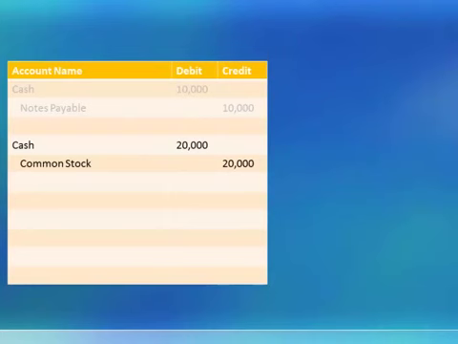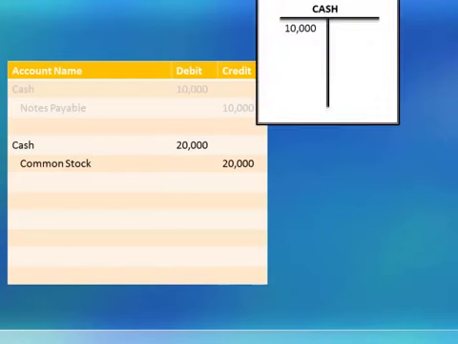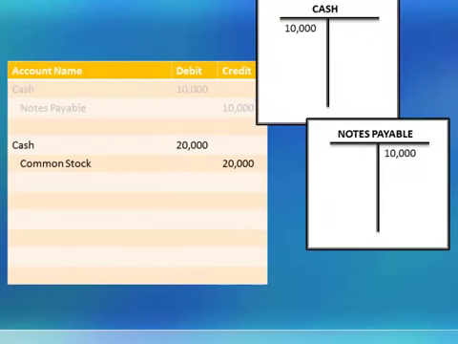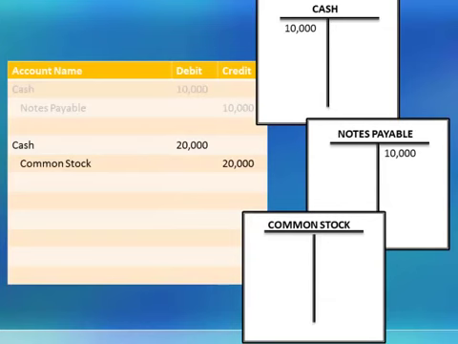Next, we receive cash of $20,000 in exchange for common stock of $20,000. We already have our cash and notes payable ledger accounts established. We need to add our common stock. We're going to increase our cash account $20,000 and increase our common stock account $20,000.